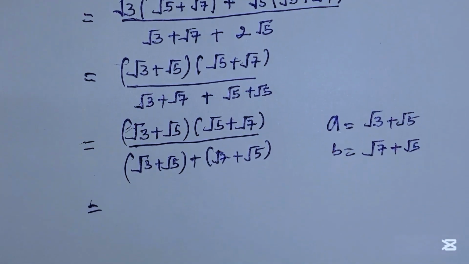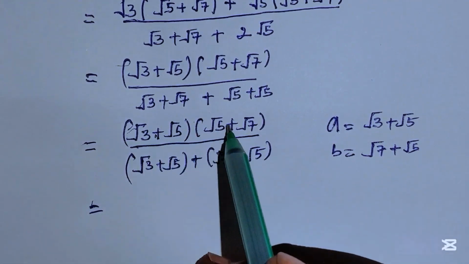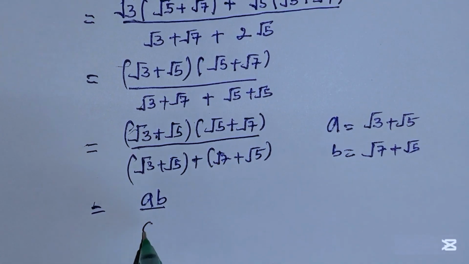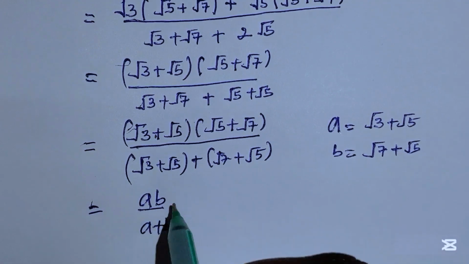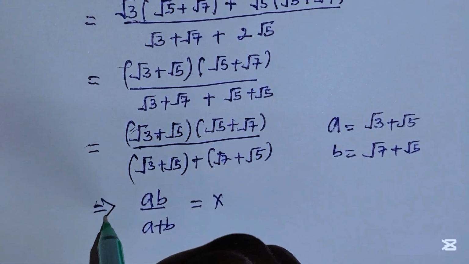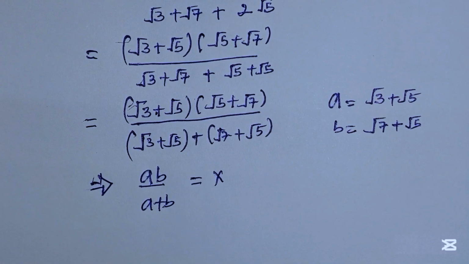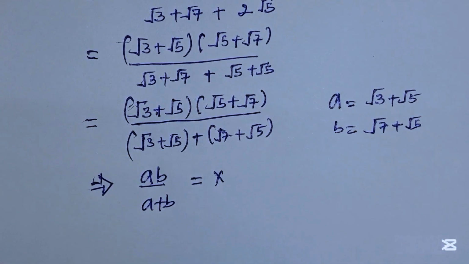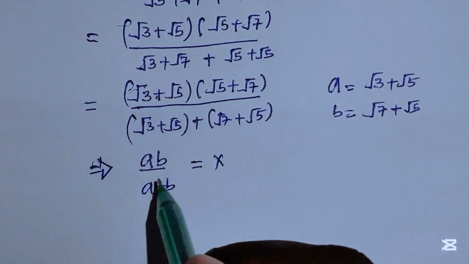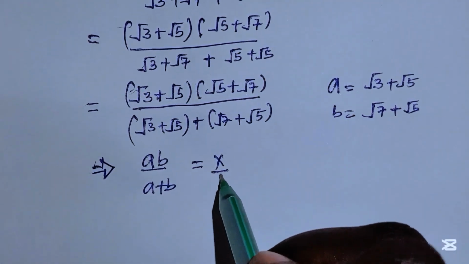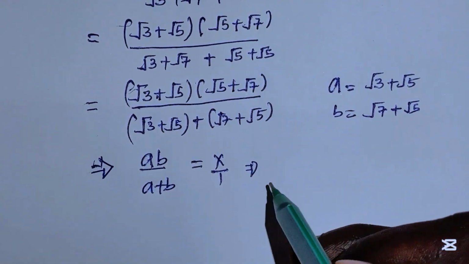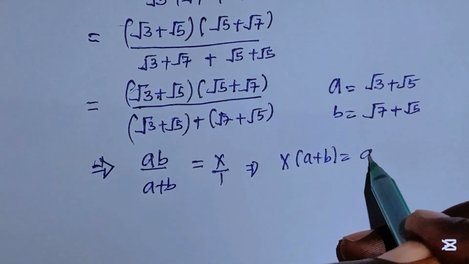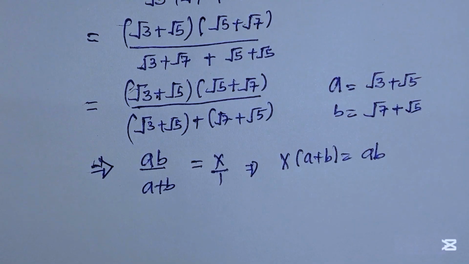Then after, because this is A and this is B, you can say AB over A plus B is equal to X. This implies that AB over A plus B is equal to X. Here we write, so that by making cross multiplication, this will provide X times A plus B is equal to AB, right?